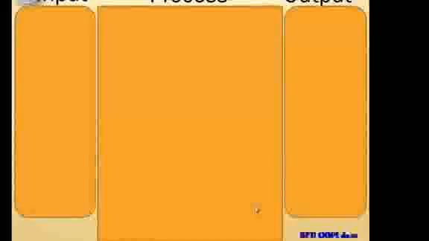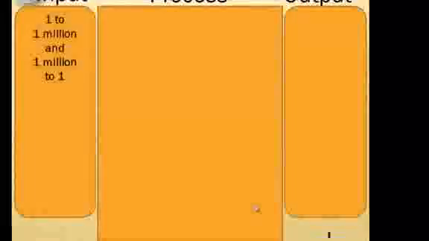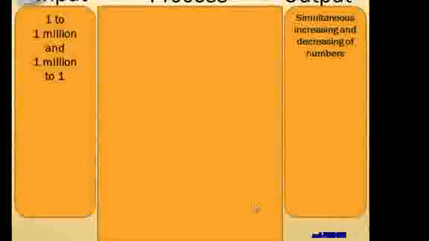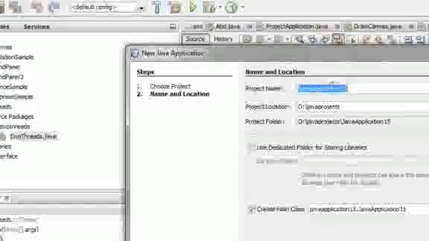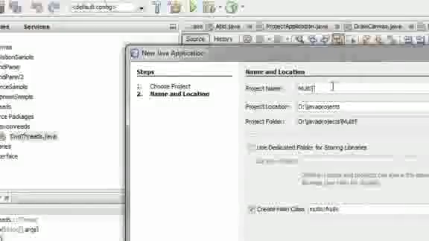Our inputs will be counters from 1 to 1 million and 1 million to 1. Our output will be the numbers that the processor can count from these ranges. Our process requires 2 subclasses that both extend the Thread class, with counters 1 to 1 million and 1 million to 1 for CountUp and CountDown respectively. These subclasses are instantiated and started in the Multithread class. We'll call this project Multithreads.